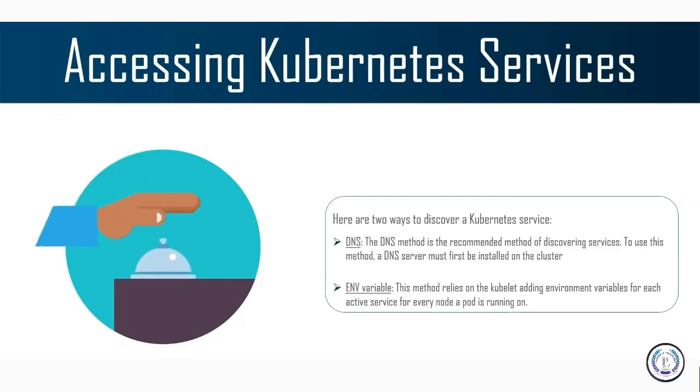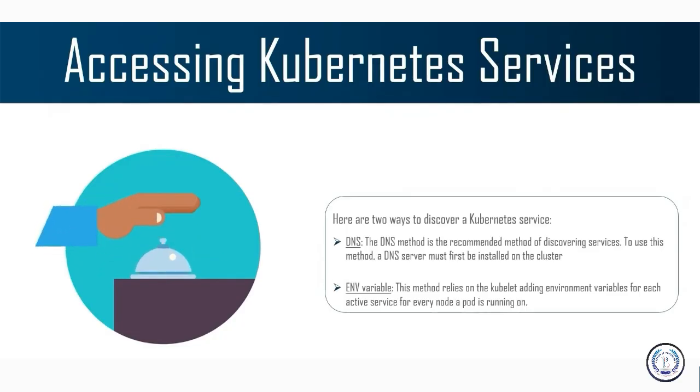So how do you access these Kubernetes services? Well, you see, there are two basic ways. First off, we have DNS, which is actually the most common way, and the other one is env variable. Talking about DNS, the DNS method is the recommended method for discovering services. To use this method, a DNS server must first be installed in the cluster. The DNS server monitors the Kubernetes API, and when a new service is created, its name becomes available for easy routing and for requesting of an application.